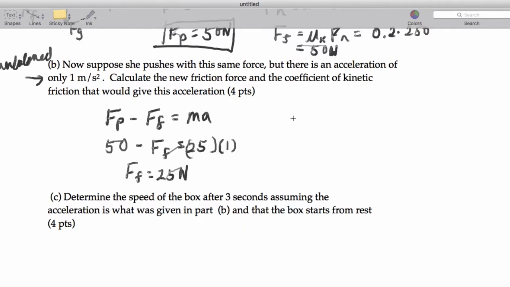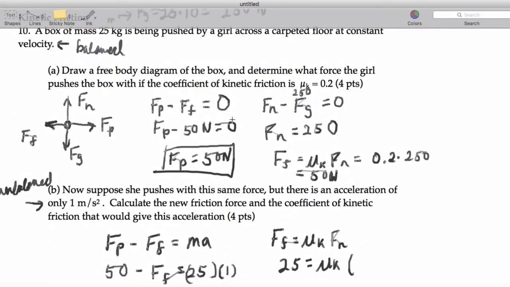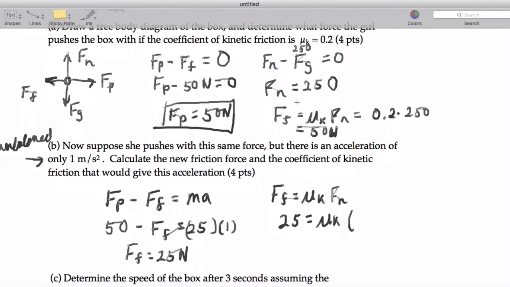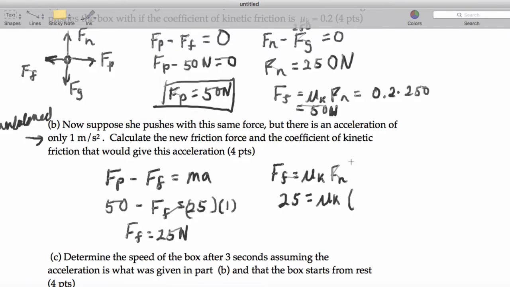So keeping this in mind, let's go ahead and actually calculate what the coefficient of friction is. Let's remind ourselves that the friction force is mu kinetic times the normal force. So we're going to say that 25 equals mu kinetic times this normal force, which we got is 250 in part A. So that ultimately reveals that mu k is 0.1.